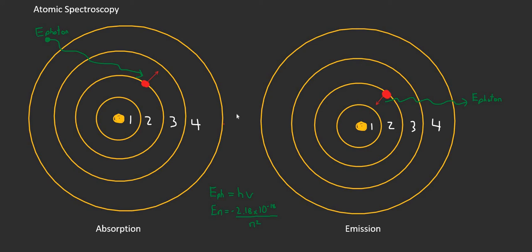Hello, in this video we're going to be discussing atomic spectroscopy. And so atomic spectroscopy can basically be boiled down as the process by which light interacts with electrons and the movement of electrons up and down energy levels. And we're specifically going to stick to hydrogen in this case.